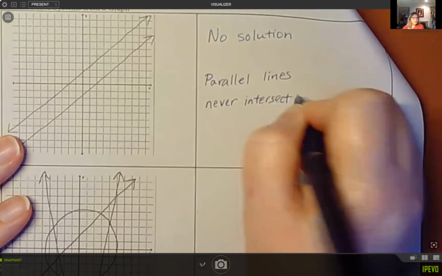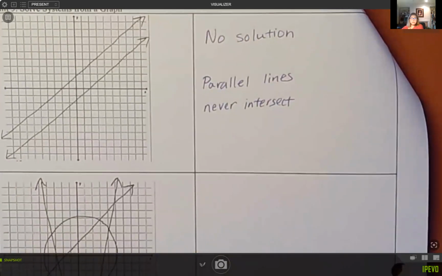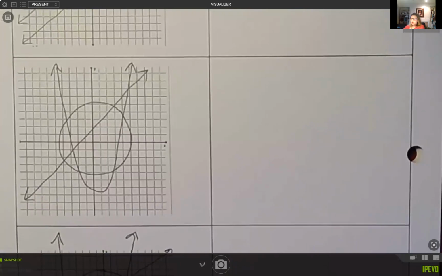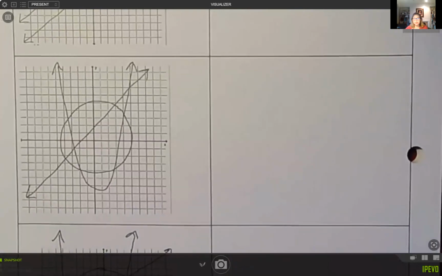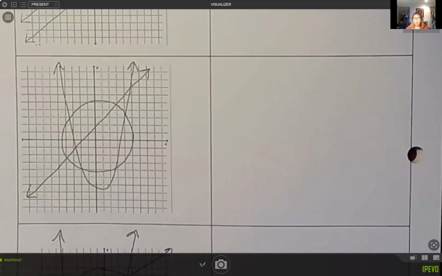Okay, and then let's take a look at the next example. So here we have three different graphs, three different equations that are graphed. In order to have a solution, the point has to be a solution for all three equations. Okay, so let's go ahead and look at the circle.